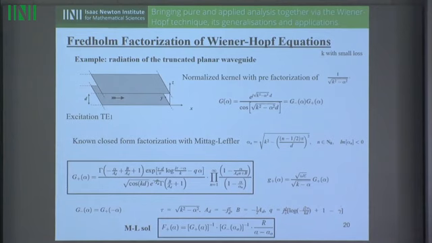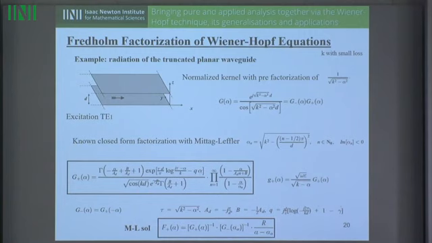Let's see. First of all, I give a closed form solution for these problems. It's reported in Daniele's book here, and we use in this case Mittag-Leffler to handle the cosine function. Then we have these terms to be factorized, and we have a closed form factorization of these terms. We assume that also here we have small losses in the problem to avoid singularities on the real axis.